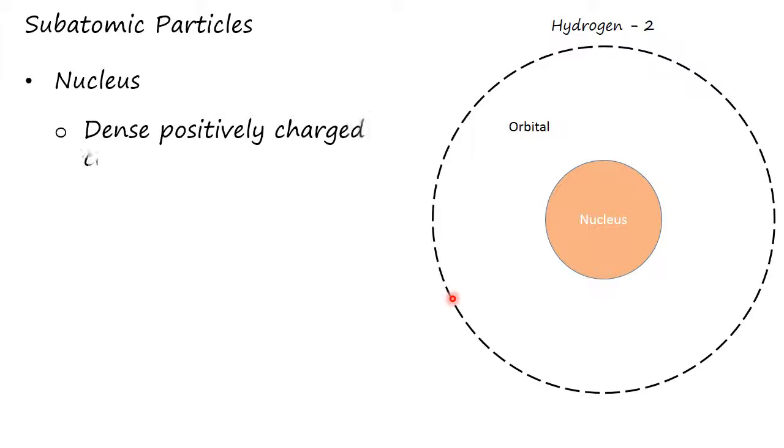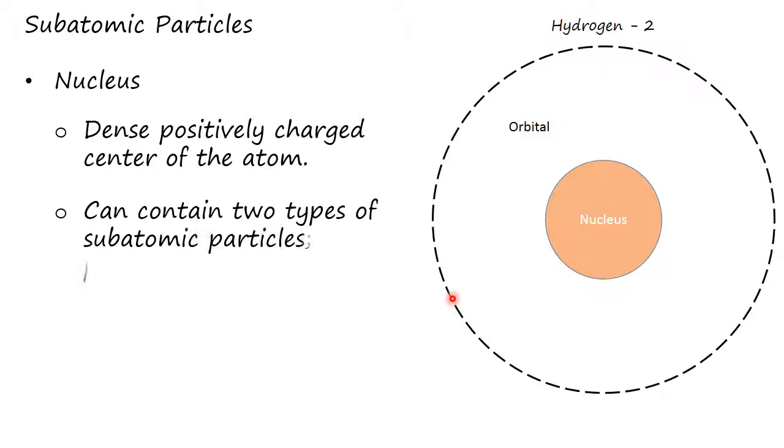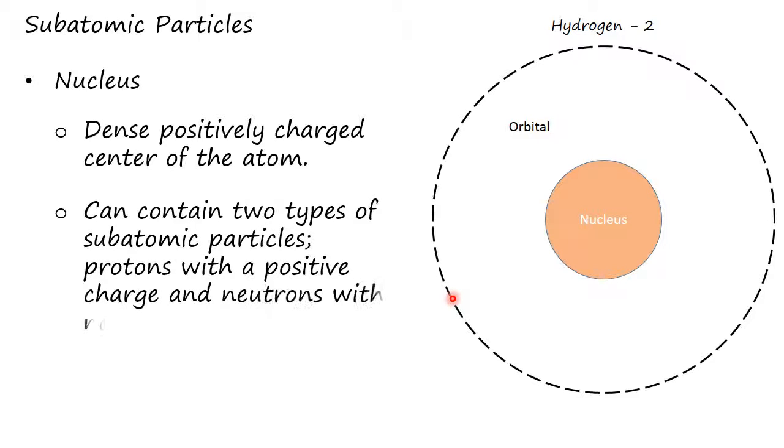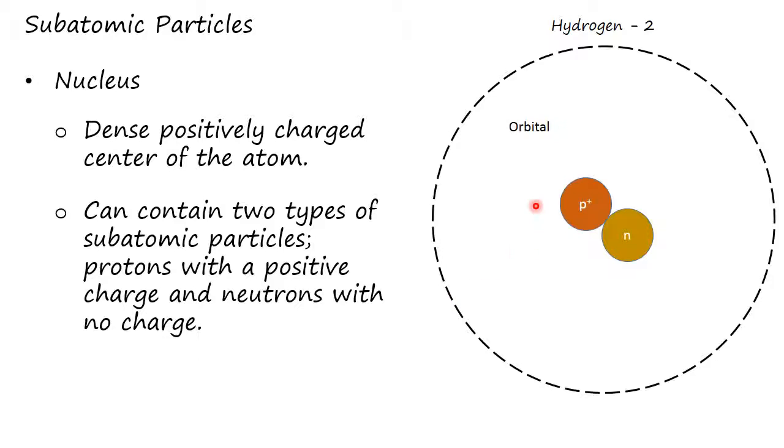Again, a nucleus is a dense positively charged center of the atom. And in the nucleus, two types of particles can exist: protons, which have a positive charge, and neutrons, which are neutral, meaning they have no charge. So if we're looking at the nucleus of a hydrogen 2 atom, that nucleus would contain one proton, which is positively charged, and one neutron, which has a neutral charge, which essentially is 0.